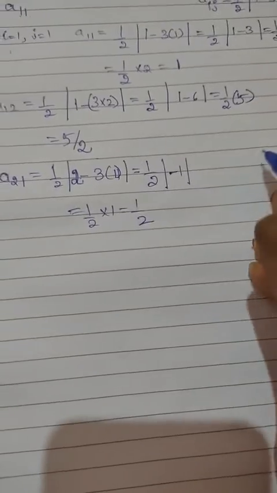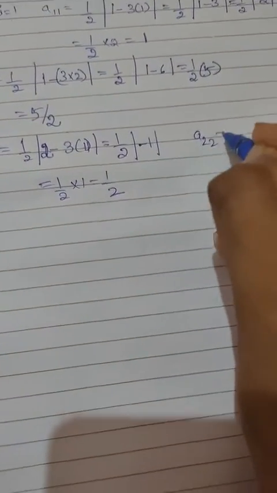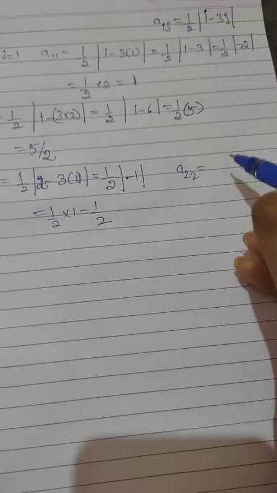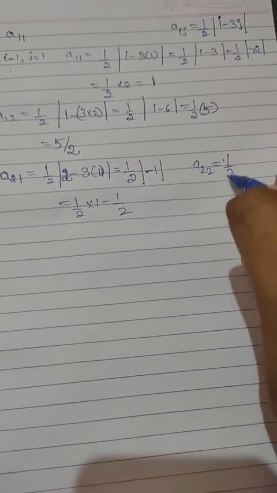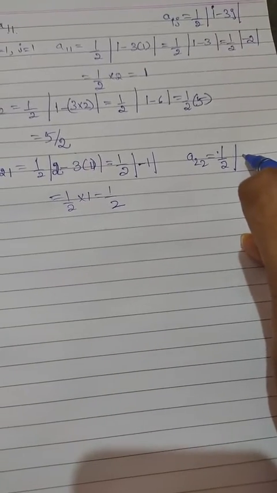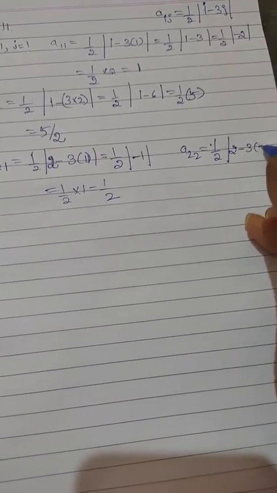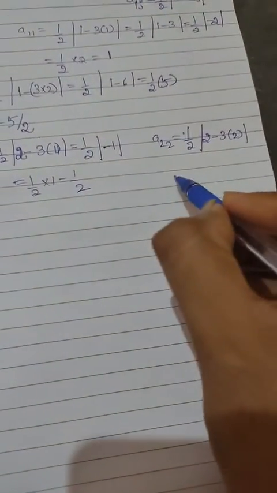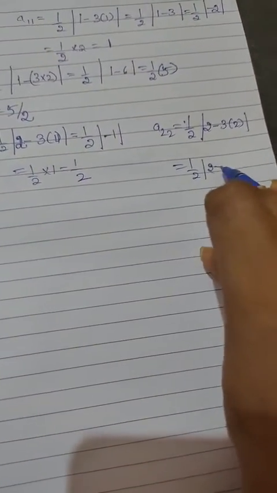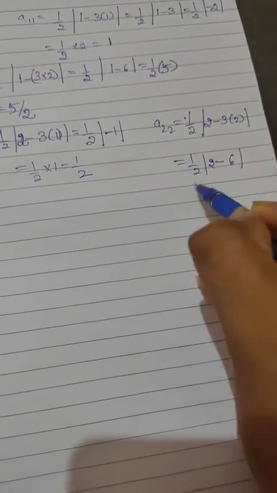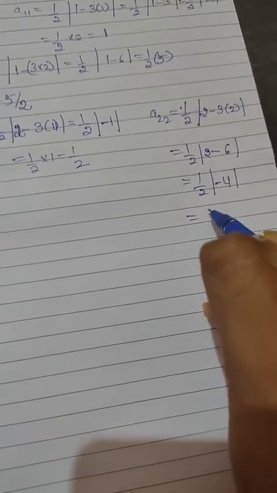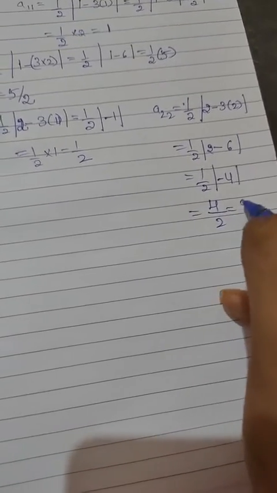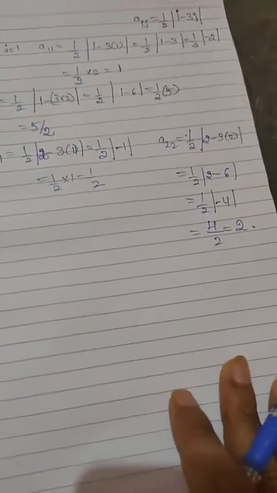Now go through the a22 value. The formula is 1 by 2 mod of I minus 3j. I is equal to 2, j is equal to 2. 3 into 2 is 6. So 1 by 2 mod of 2 minus 6. 2 minus 6 is equal to what? Minus 4. So 4 is positive, 4 by 2, that is equal to 2. This is the a22 value.